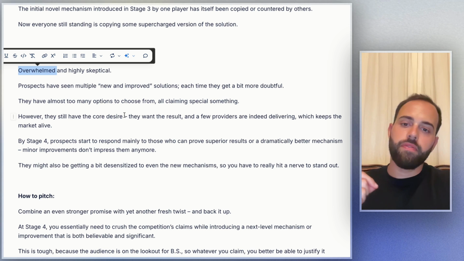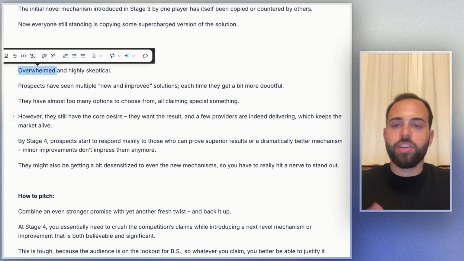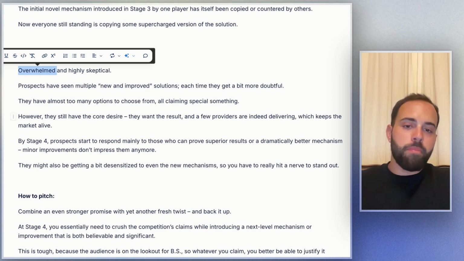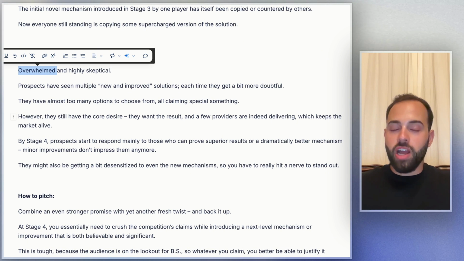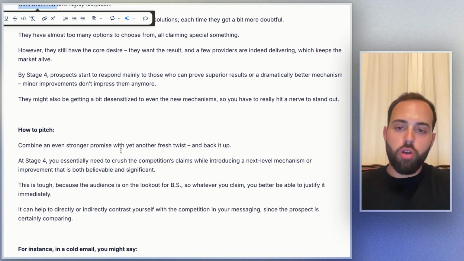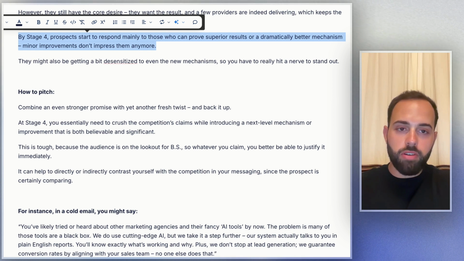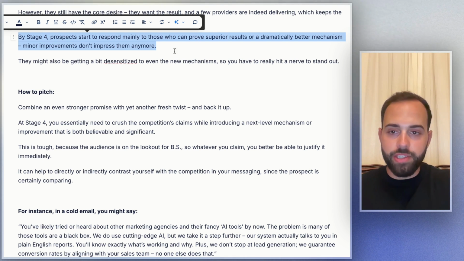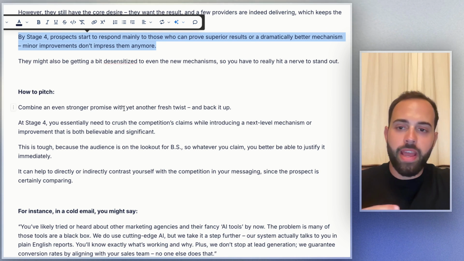Now, the fortunate aspect of this is that they still have the core desire, meaning that it doesn't change the fact that brands want more revenue or B2B companies want more leads. And the good thing is that a few providers are still delivering results, which is the only reason why these markets are still alive. So by stage 4, prospects start to respond mainly to the businesses who can prove superior results or a dramatically better mechanism. These minor improvements do not make a difference anymore because people have become desensitized to all these new mechanisms to the point where they just don't hit a nerve anymore.